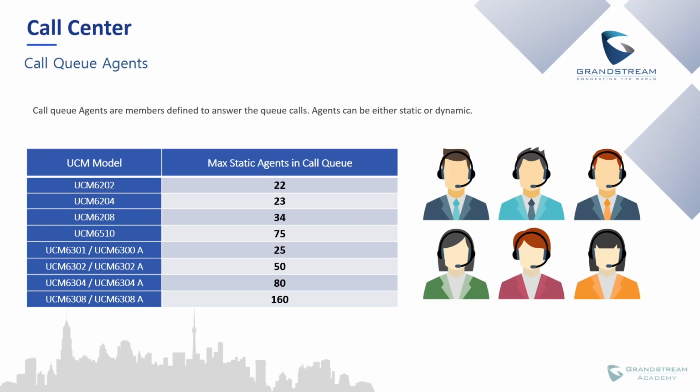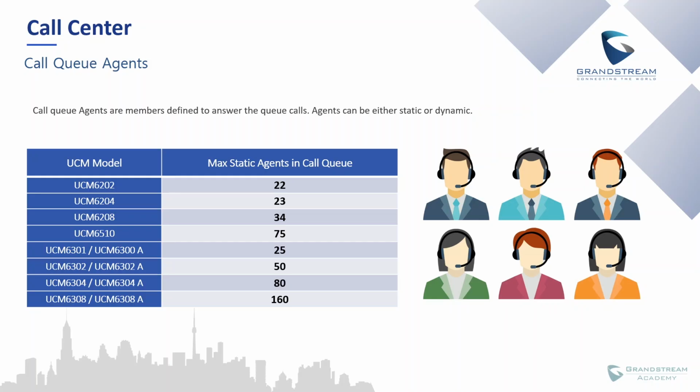The first component that we're going to talk about is the call queue agents. The call queue agents are the people assigned to a queue to receive the calls directed to them, and there are two types of call queue agents: static and dynamic agents. Static agents are always in the queue and do not need to log in or out. They are assigned to a specific queue by the administrator. Dynamic agents can move between queues and have the flexibility to dynamically log in and log out from the call queue.